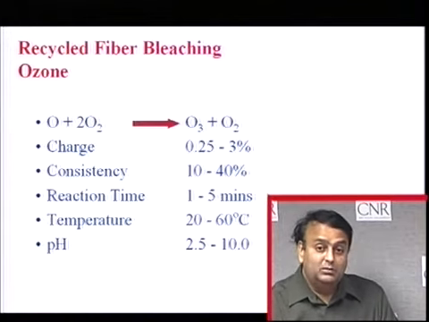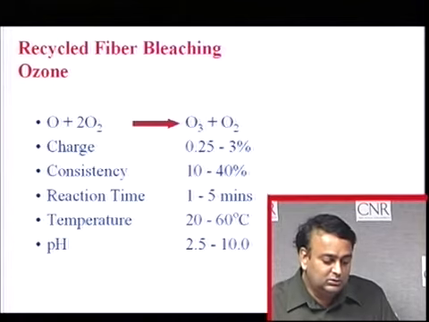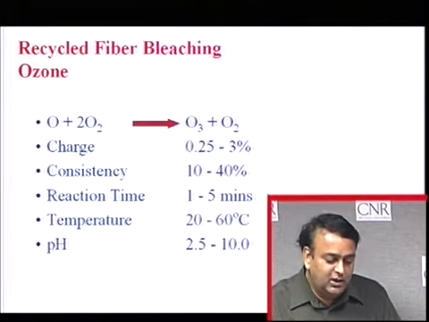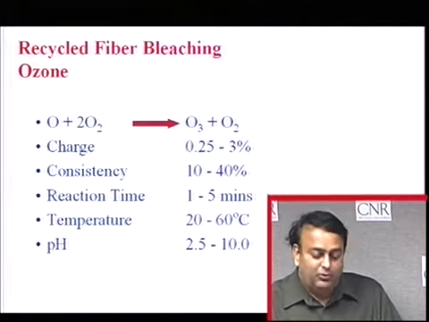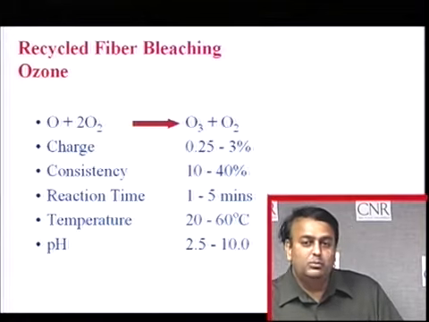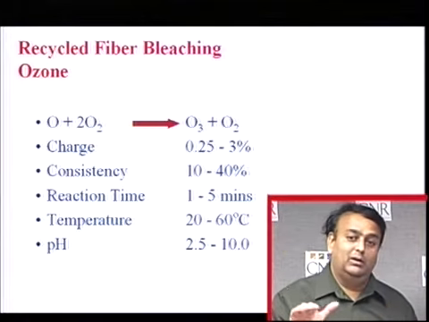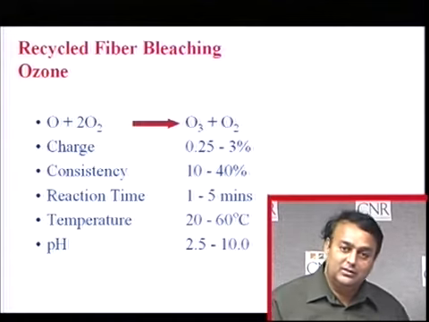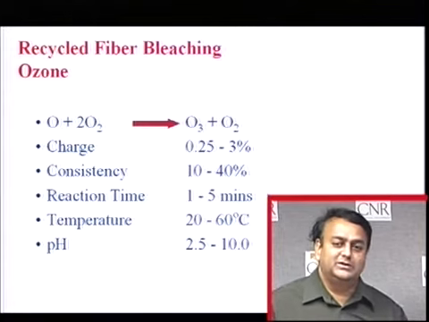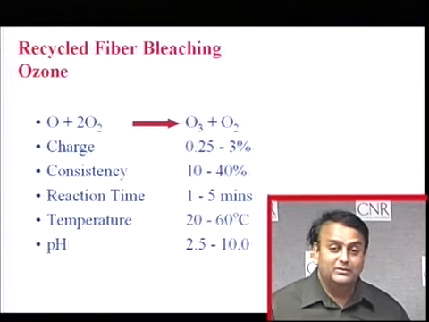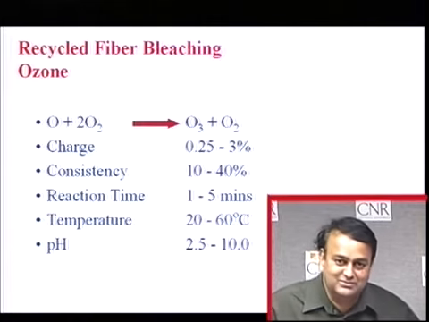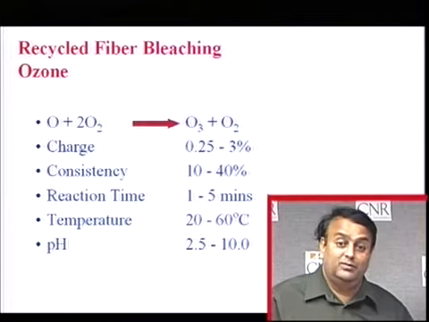The next chemical is ozone. This is again a total chlorine free chemical. Ozone is a triatomic form of oxygen, O3. Typical charge 0.25 to 3%. Above 2.5% ozone, the brightness levels off. Again, consistency 10 to 40%. Very short retention time is needed, 1 to 5 minutes. That's all needed. And very easy bleaching, at room temperature it bleaches, it decolorizes your mixed office waste.